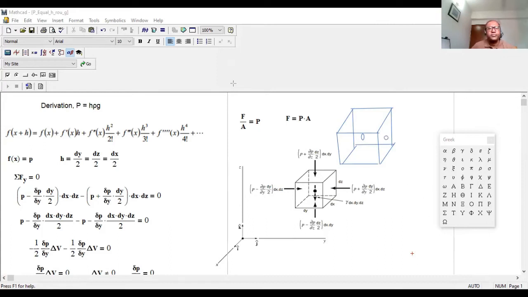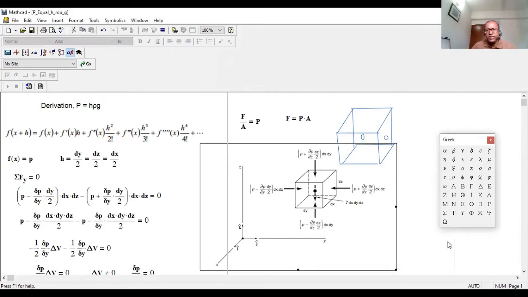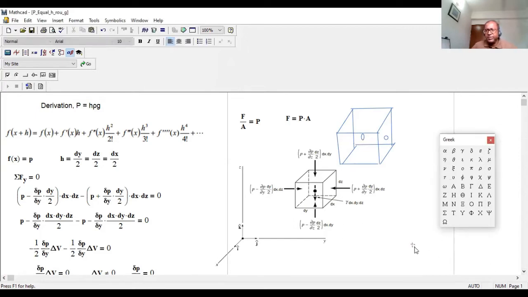So in that case, what is my h? If I derive right over here, my h equals dy divided by 2, right? Now, f of x, or f of y. If I say f of x as per the Taylor formula, this equals P. That means at the center it is P. So what will be the pressure at x plus h? That we need to figure out.